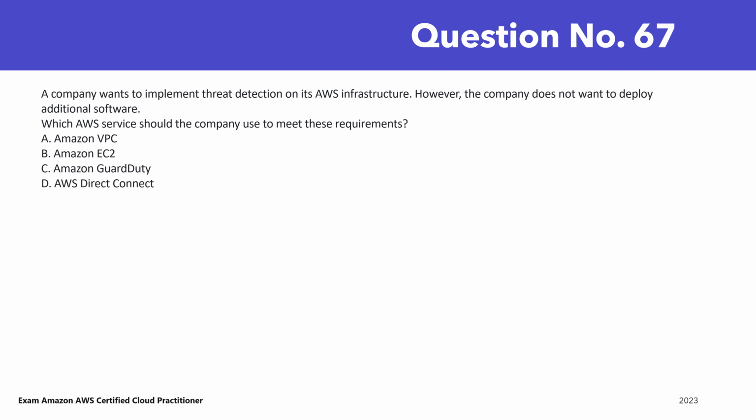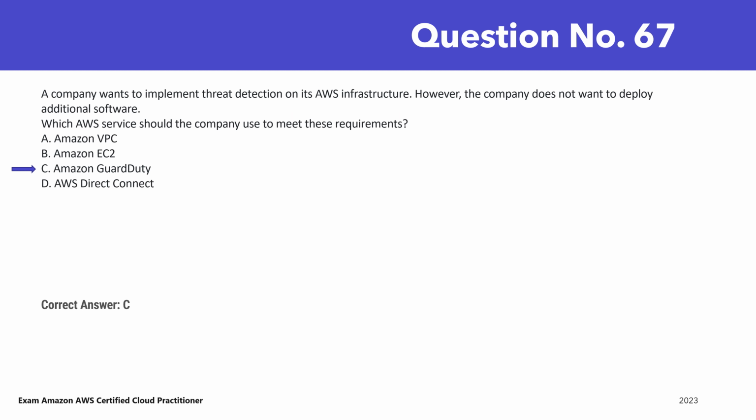A company wants to implement threat detection on its AWS infrastructure. However, the company does not want to deploy additional software. Which AWS service should the company use to meet these requirements? A. Amazon VPC. B. Amazon EC2. C. Amazon GuardDuty. D. AWS Direct Connect.